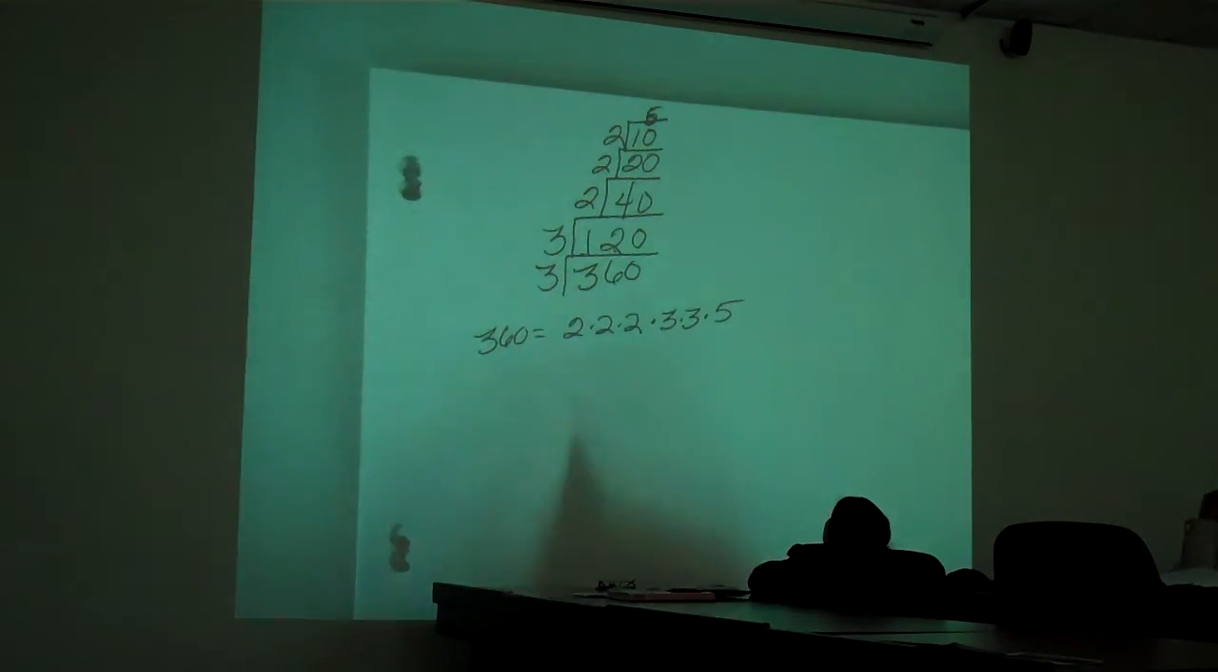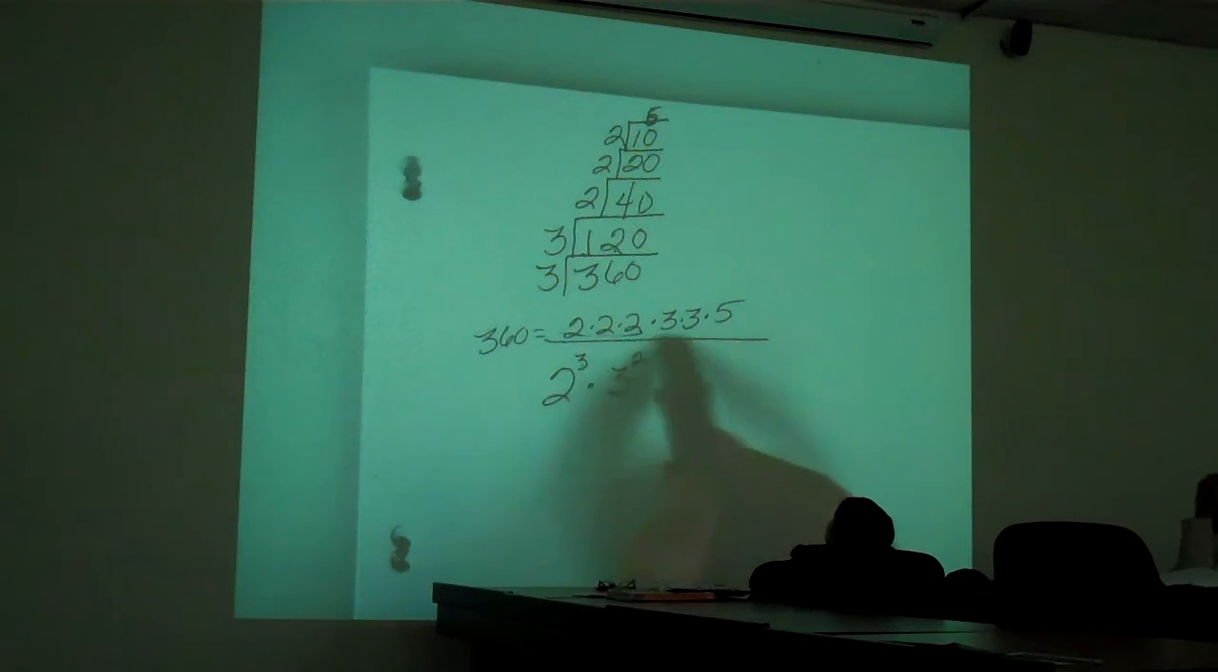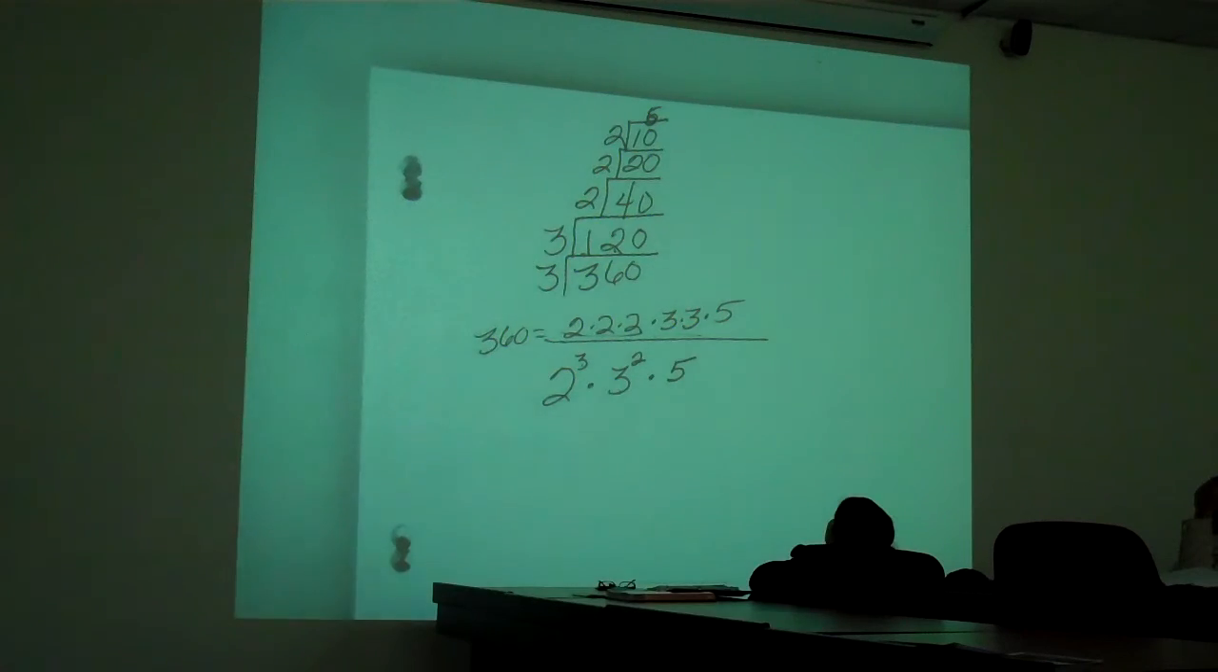Now, is that easier to write? Yeah, it's easier to write. It's easier like that with exponents. See, there's the 2s, there's 3 of them. The 3s, there's 2 of them. And the 5s, you don't need to put a 1. Just put it 1 time. This is easier, right? And that's the way they want it, isn't it?